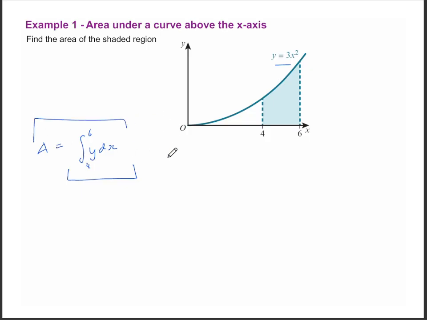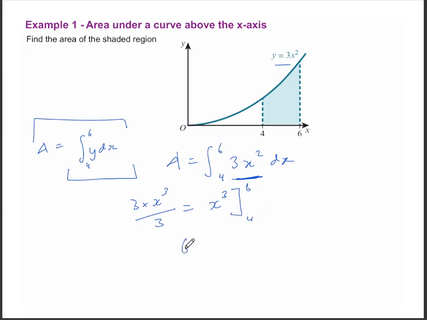So expanding this, we have area equals the integral from 4 to 6 of 3x squared with respect to x. Integrating this right here will give us 3 times x cubed over 3. Remember, power n plus 1 divided by n plus 1. And that is just going to be x cubed. That's the integral of this right here. Then we're going to apply our limits, 6 and 4. This is just going to be 6 cubed minus 4 cubed.